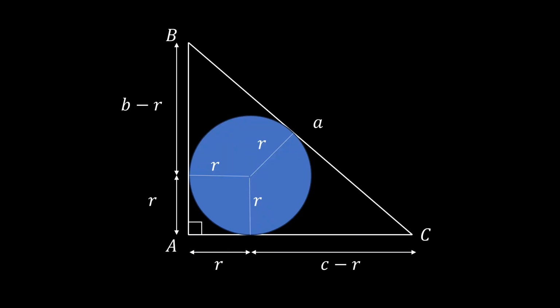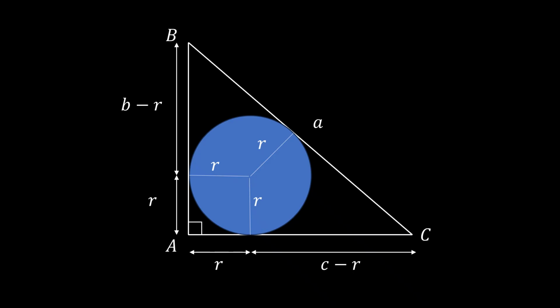In this figure, we illustrate how the radius r relates to the sides of the triangle. The center of the circle lies at the intersection of the angle bisectors, and each radius is perpendicular to one of the sides. Because the circle is tangent to the three sides, the distances from the vertices to the points of tangency decompose each side into two segments. Alongside the segment that connects the points A and B, the segment from point A to the point of tangency measures r, while the remaining portion measures b minus r.